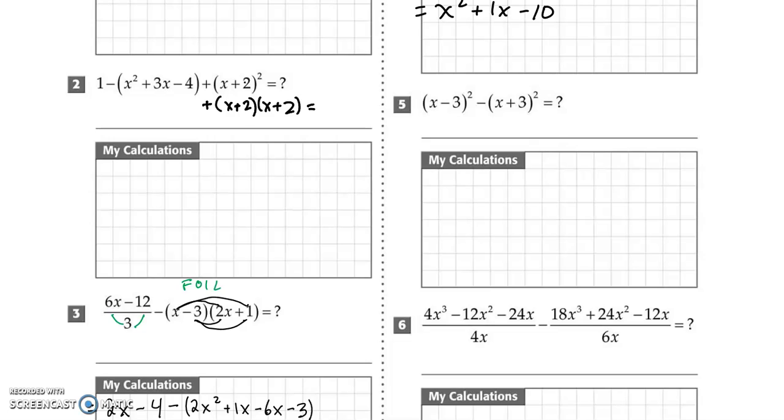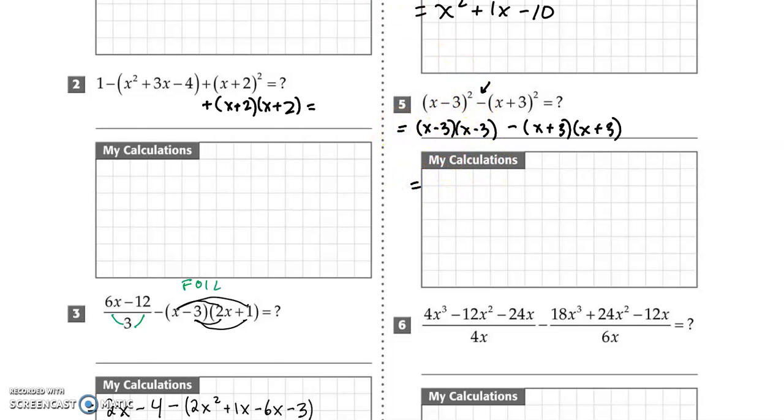I'm going to do question 5 though, because I think that the minus sign here is important to pay attention to, and we get to do some FOIL also. So the x minus 3 squared means x minus 3 times x minus 3. The x plus 3 is going to also be repeated. Remember that negative sign in front here might cause us some trouble.